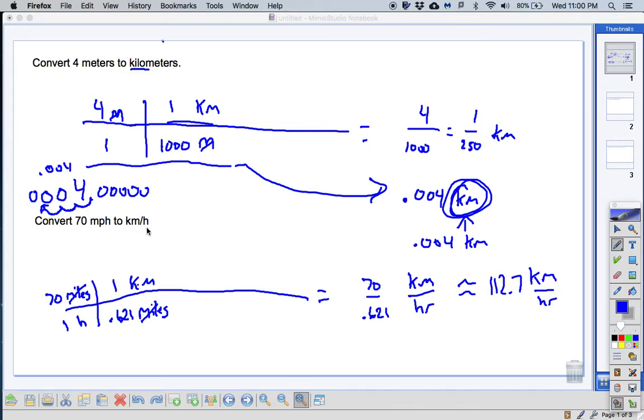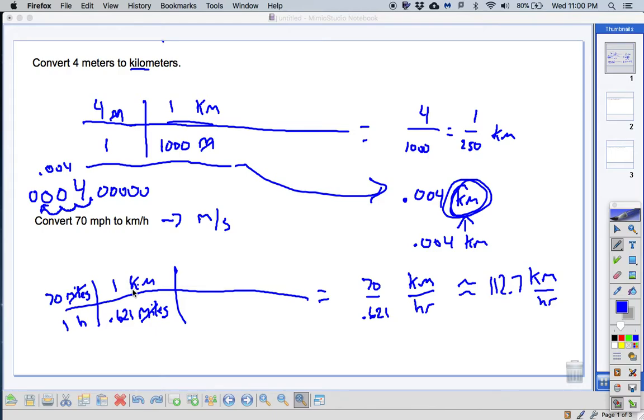We can take this exact same one, instead of doing kilometers per hour, let's do it for meters per second. So we want to know what this is in meters per second. Okay, so we're going to take this and we're going to keep going. So right now I'm in kilometers per hour, but I don't want to be in kilometers per hour. I want to be in meters per second. So I need to convert again.